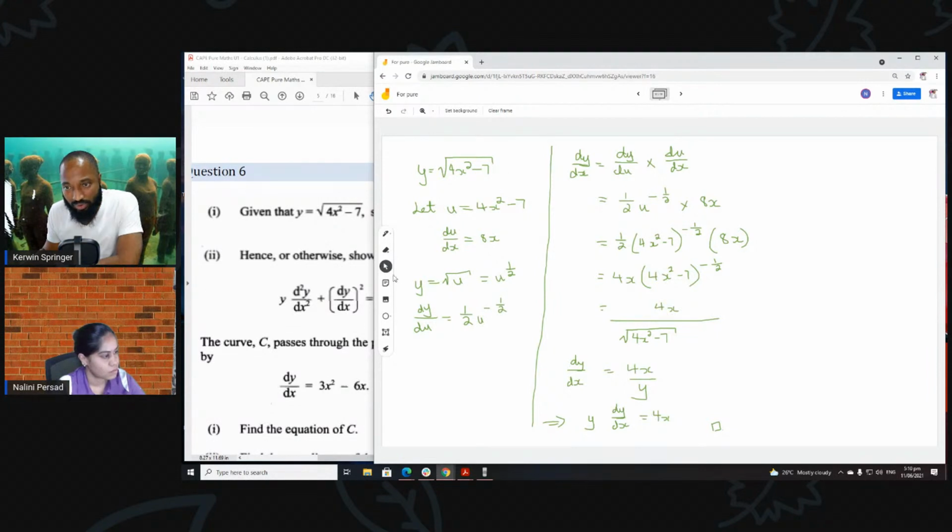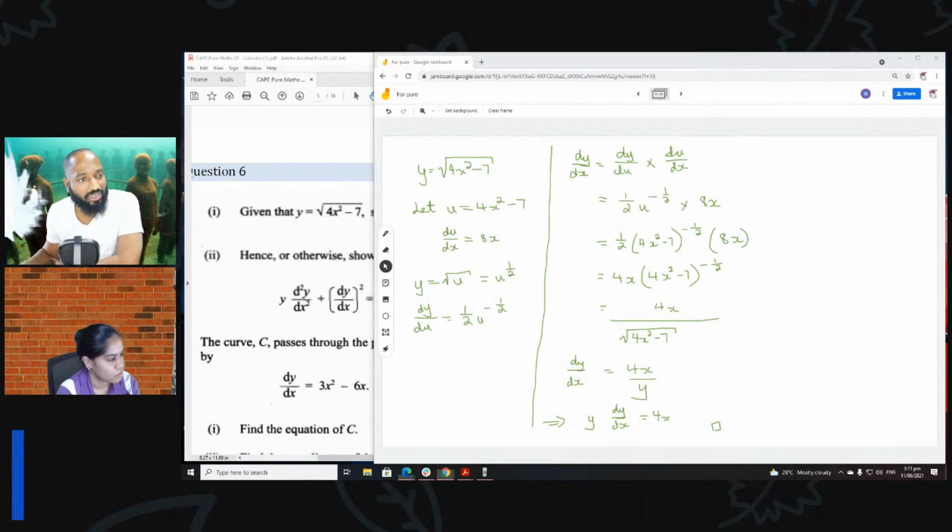So this is the chain rule. We have dy du and we have du dx, so we apply the chain rule. We multiply the two of them and we reintroduce what u was in the first place. U was 4x squared minus 7. And we do a little change around here, bring this back underneath, put back the square root, it's negative half, and you have 4x over the square root of 4x squared minus 7.